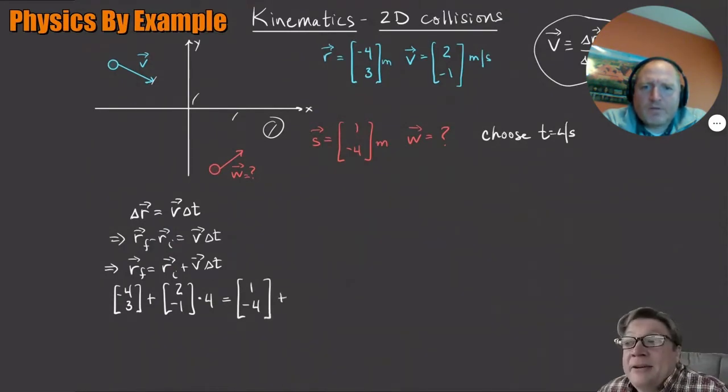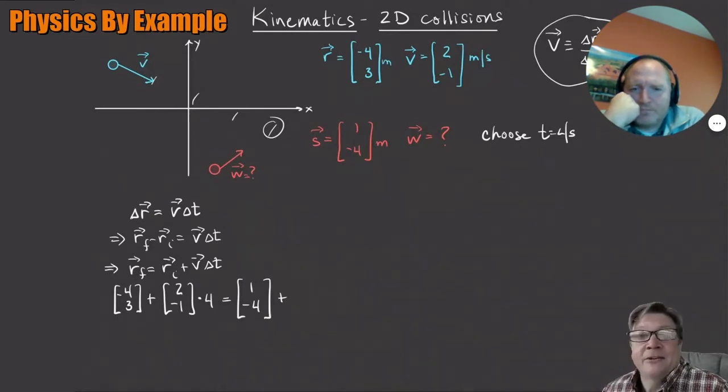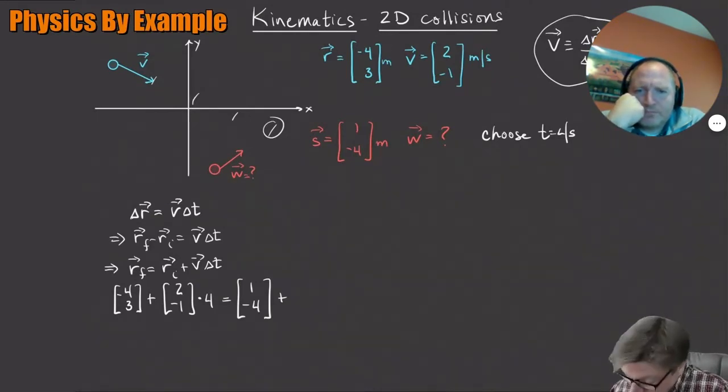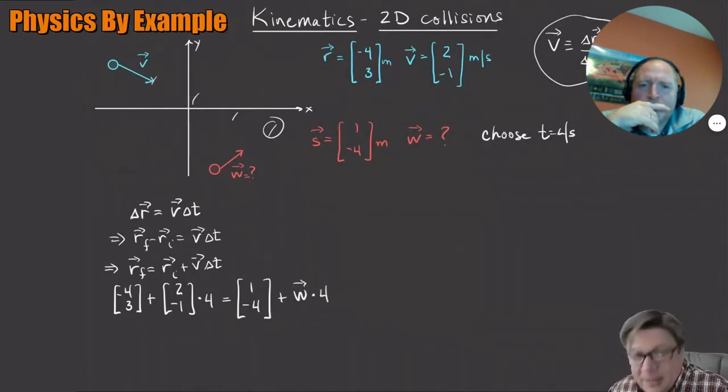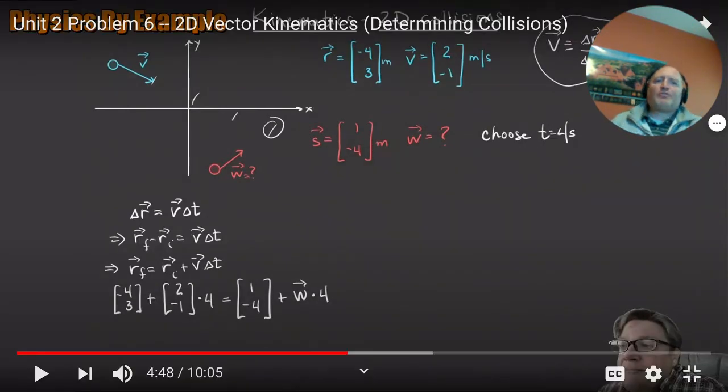Plus. Now, here's what I don't know. I don't know the velocity vector, right? I need to know what the vector is along which I launch this thing in order that I intercept the blue thing. All right, so I don't know what it is, so I'm just going to call it W. That's what I'm after. Times the same amount of time, 4 seconds. So that's really interesting. So when you look at this, it's really 2 equations. Let's be honest. It's an x equation and it's a y equation, right? And there's 2 unknowns, the x component of W and the y component of W.